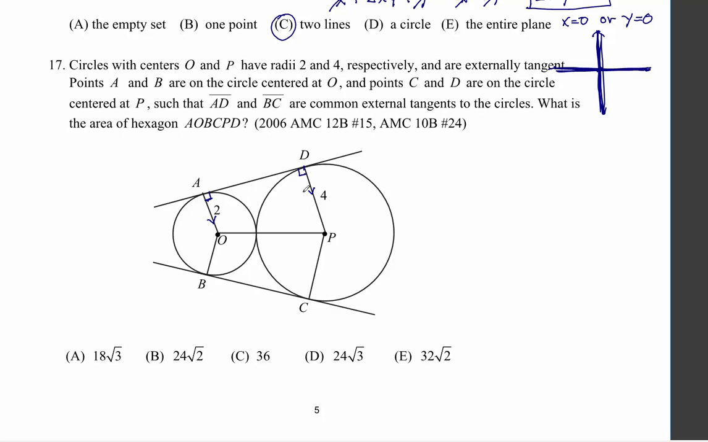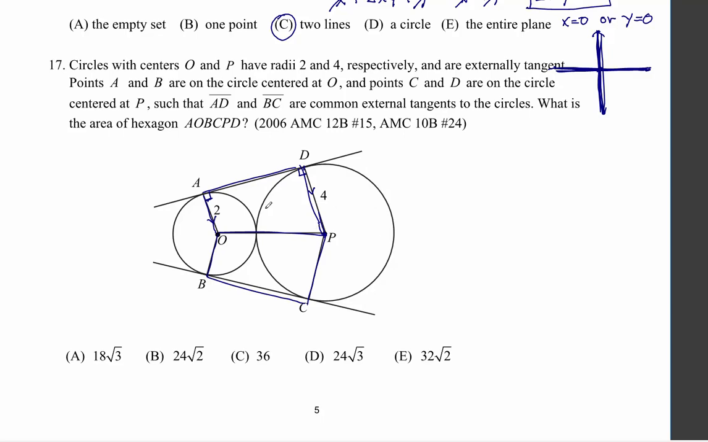What is the area of the hexagon? Hexagon AOB, here, here, here. All this area, right? This part is exactly equal, so just find out the area of AODP. After that you multiply by 2, right?